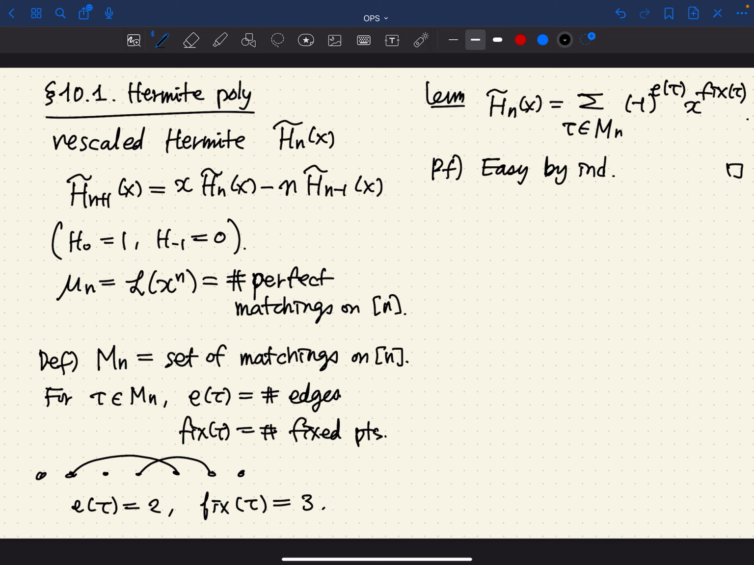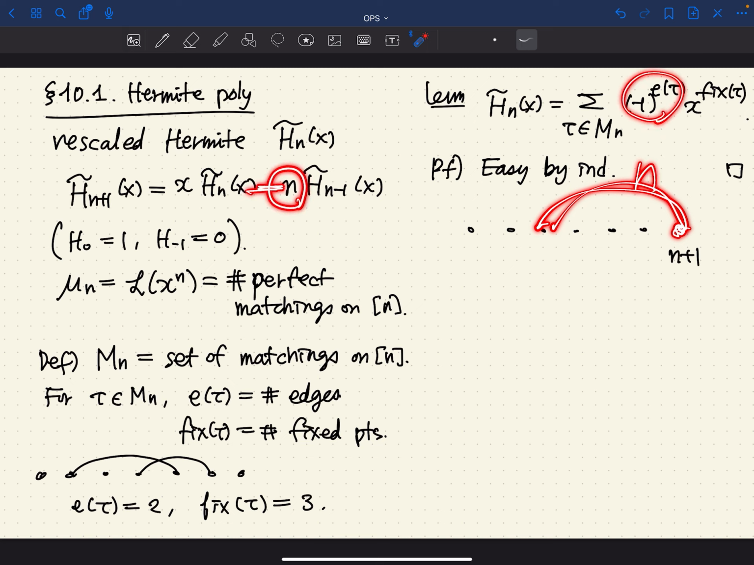Because, you know, imagine that you have a matching of size n+1. There are two possibilities. This is a singleton, or this is connected to something. If you want to connect this to one of these, there are n possibilities, just like this. And the minus gives us the sign here. And if this is a singleton, then it will contribute x. So that's basically the proof. I'm just going to omit the details.